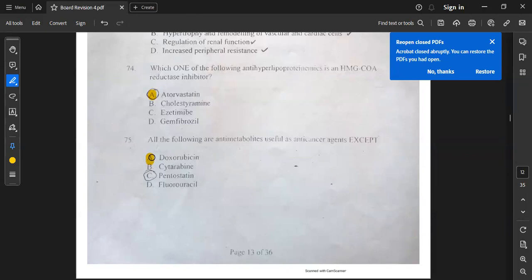So for this question, doxorubicin, we've seen, is an anthracycline, an anti-tumor antibiotic. It is not an antimetabolite.